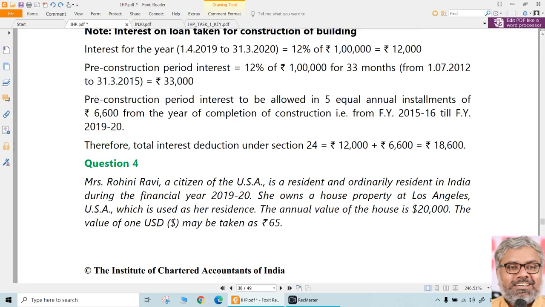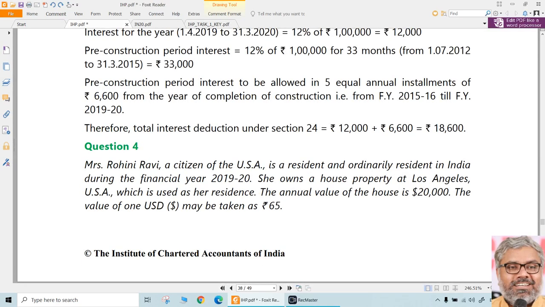Question number 4. This is an examination question. Mrs. Rohini Ravi, a citizen of USA, is a resident and ordinarily resident in India. Say she is a citizen of whichever country, we don't care. When she is ROR, global income is taxable in India. That we should know already. She owns a house property at Los Angeles, USA, which is used as her residence. So that is a self-occupied property.